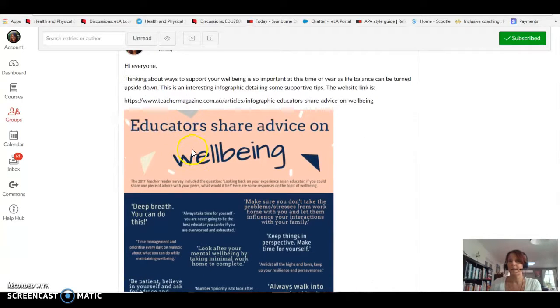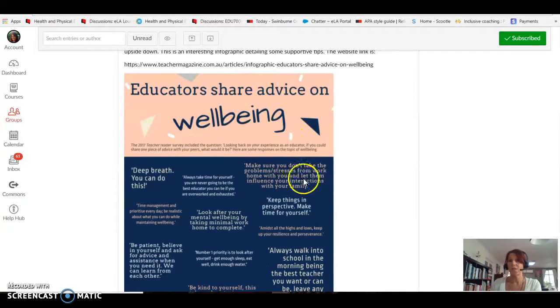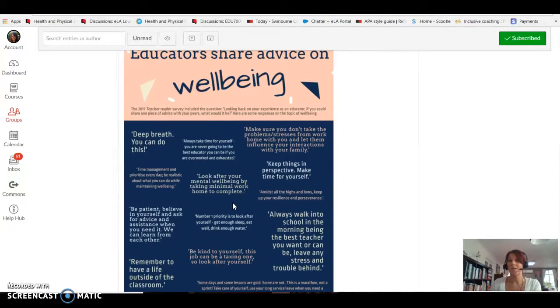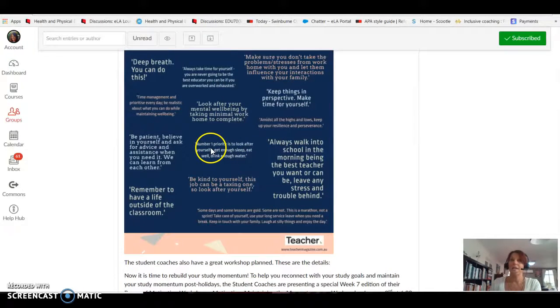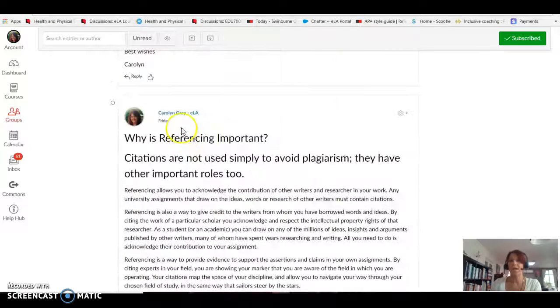This is a well-being infographic that was placed on the teachermagazine.com.au website, and it's just got some handy reminders that we need to ensure that we are looking after our own well-being as we juggle study and work and family and everything like that. And it's very appropriate as we move into our final theme.